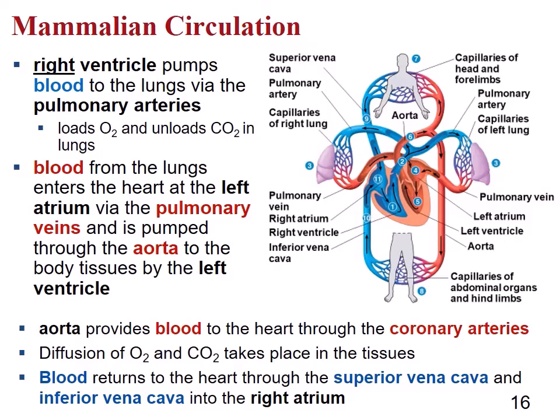And then the aorta is going to provide blood to the heart through the coronary arteries, and diffusion of oxygen and carbon dioxide is going to take place in the tissues, and the blood is going to return to the heart through the superior vena cava and inferior vena cava, and it's going to enter in the right atrium.